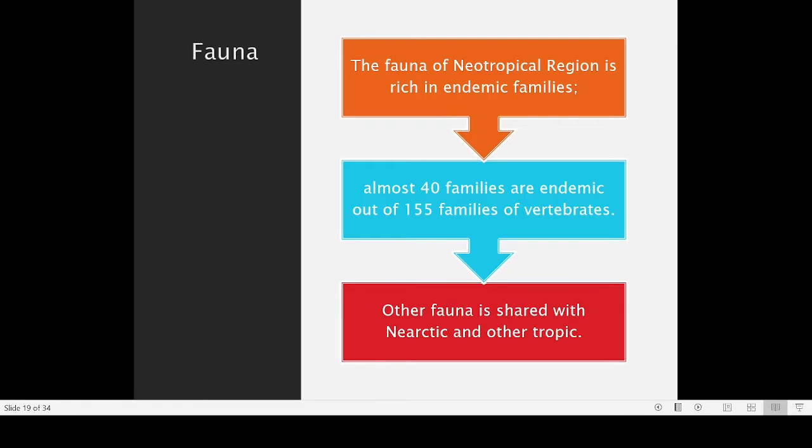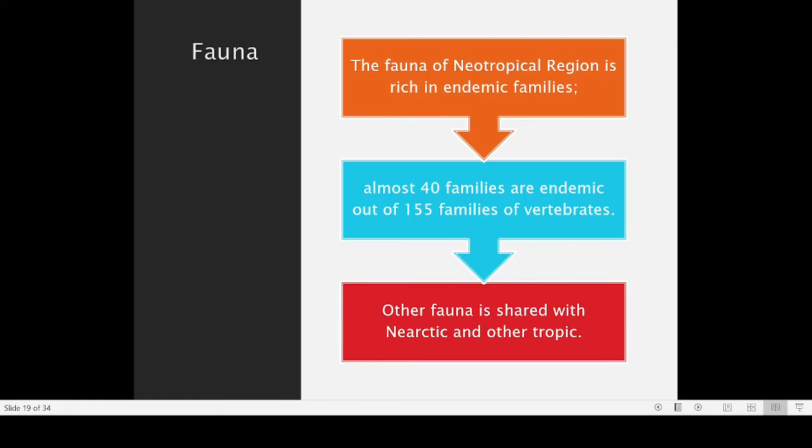If we look at the faunistic diversity, it is rich in endemic families. What is the meaning of the word endemic? Endemic basically means an animal is present only in one particular region. Endemic to South America means they are only present in South America. Endemic to Western Ghats means they are only present in Western Ghats. So the word endemic means localized, restricted, or found only in that area.